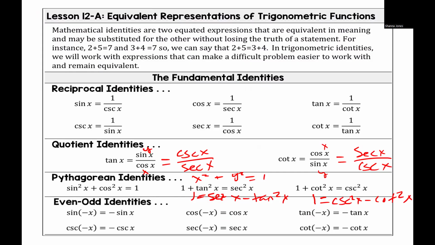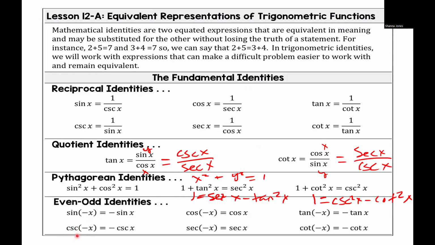Okay, next up were your even and odd identities. For your even and odd identity, it's playing on the role of where things are positive and negative, right? So when I have a negative angle, that means that we're rotating clockwise. Y'all remember that? The negative angle means we're rotating clockwise. So where the quadrants are positive and negative is still going to stay the same. Just because I'm rotating differently doesn't mean it's going to change where things are positive.